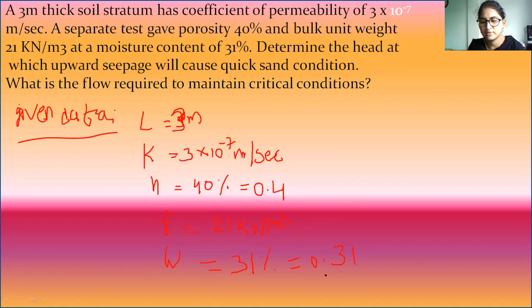Next, determine the head at which upward seepage will cause quicksand condition. What is the formula for quicksand condition? Q is equal to KiA. K value is already given. Critical hydraulic gradient i is equal to h by L, and cross sectional area is not given. So now we can solve. And critical condition, what is the flow required to maintain critical condition? What is the formula for critical condition? i suffix c is equal to G minus 1 by 1 plus e.